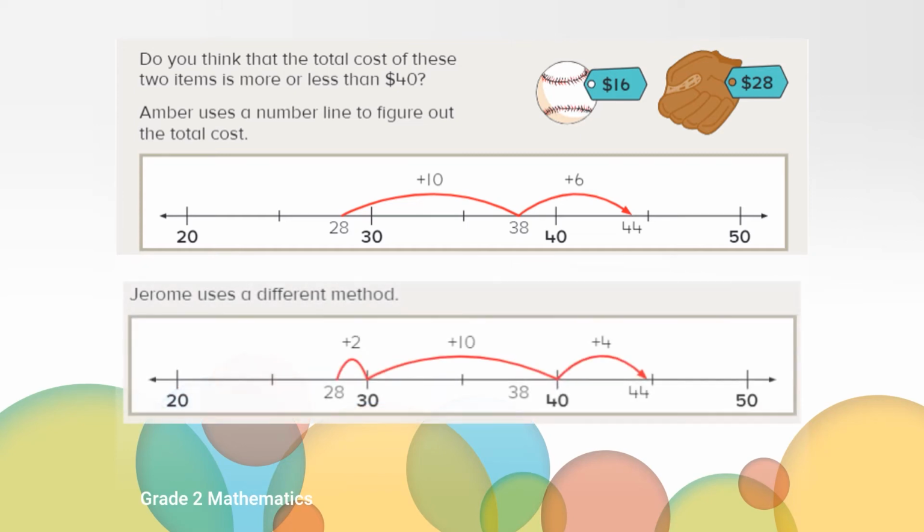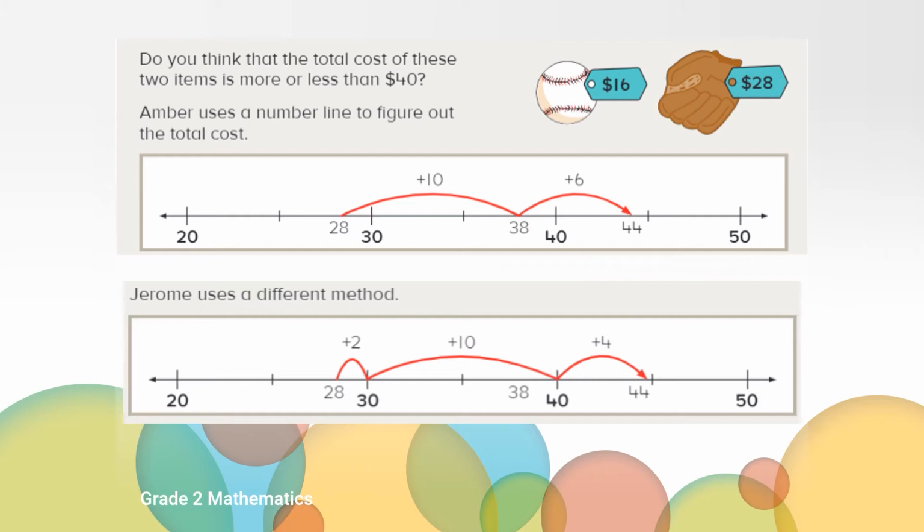Jerome also used a number line. Let's look at what he did. What do you notice? I noticed Jerome made a jump of 2 first. Why do you think he did that? He wanted to get to the friendly number, or next 10, so the numbers would be easier for him to work with.